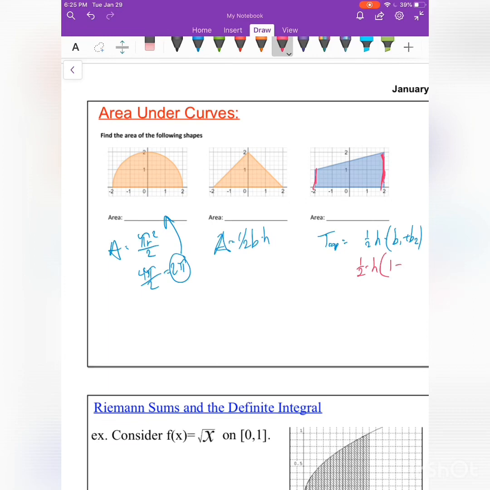Base 1 is 1. The other base is 2. Oops, I put in h for height. Sorry, there's 4. So technically, 1/2 times 4, which is 2, times 3. So I should have an answer of 6 here. So there's just a couple quick, hey, don't forget you know how to find area of shapes.